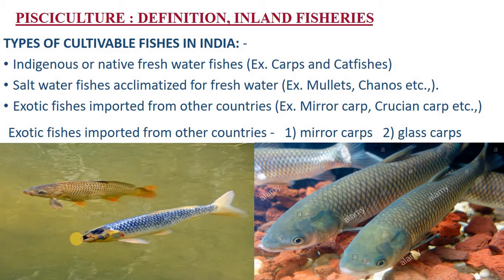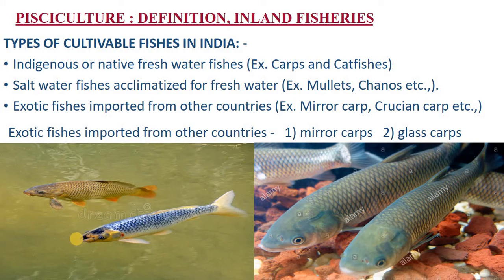So, types of cultivable fishes in India. Here, the first type is indigenous or native freshwater breeds. So examples are carps and catfishes.